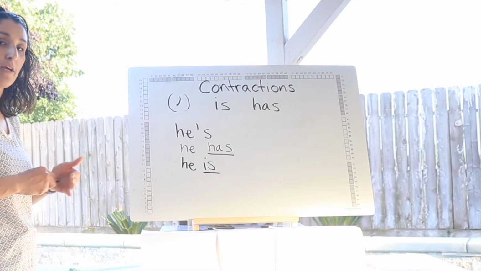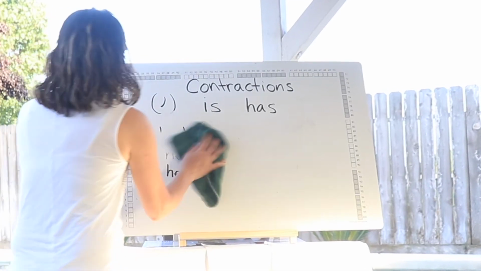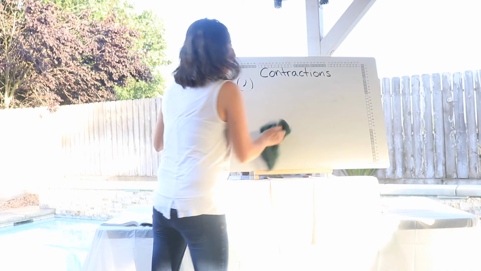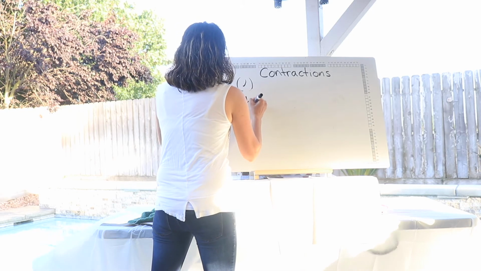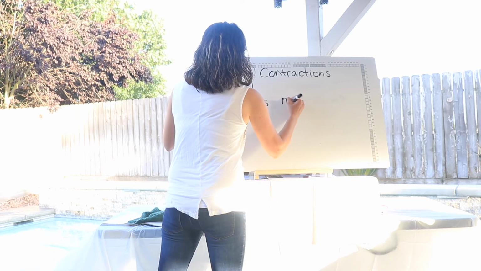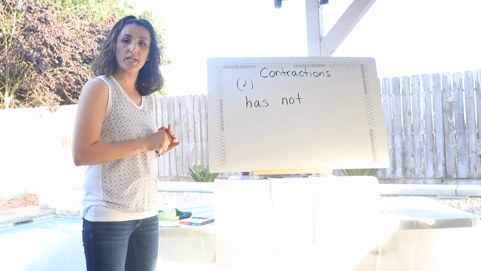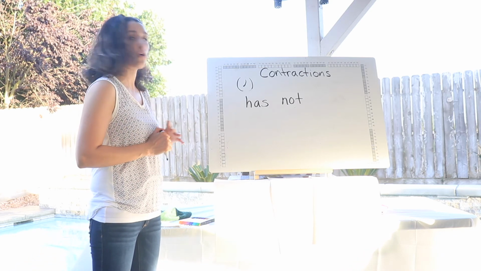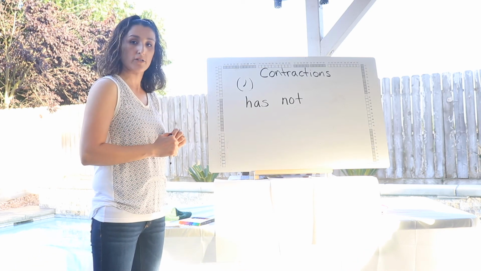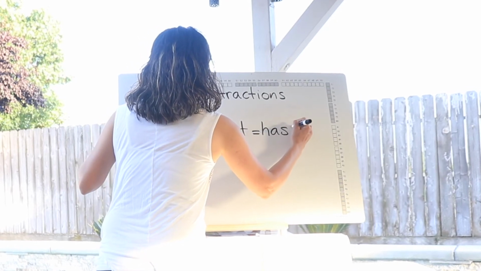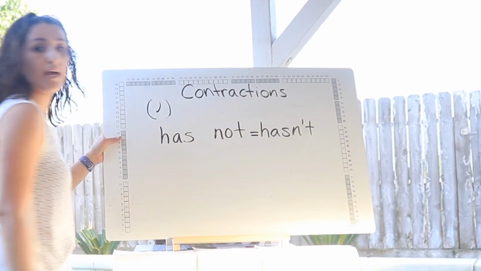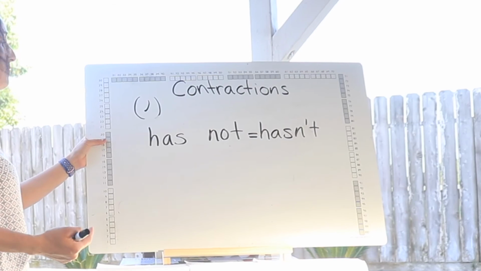So let's try only a few examples just so you can practice. Whiteboard and marker out, and pause the video as you need to. Has plus not. Carlos has not finished his homework yet. I want you to go ahead and turn it into a contraction. He hasn't. So check your whiteboard, make sure it matches mine.